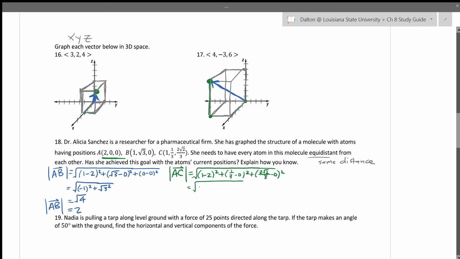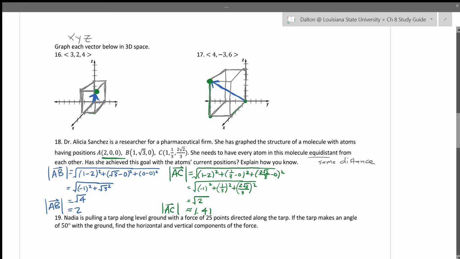And then when we simplify, 1 minus 2 is negative 1 squared, plus 1/3 minus 0 squared is just 1/3 squared. And then same thing, the other minus 0 on this one doesn't make a difference. 2 square roots of 2 over 3, all squared. So it's going to be 1 plus 1/9 plus 8/9, I believe. Anyway, when we do that, you're going to end up with the square root of 2, which is approximately 1.41. So the vector from point A to C has a magnitude of 1.41.